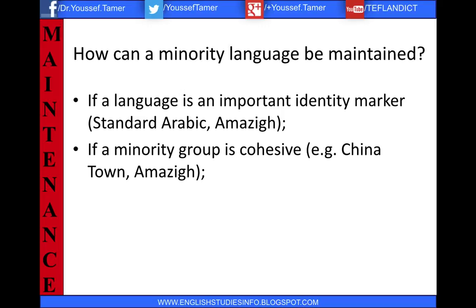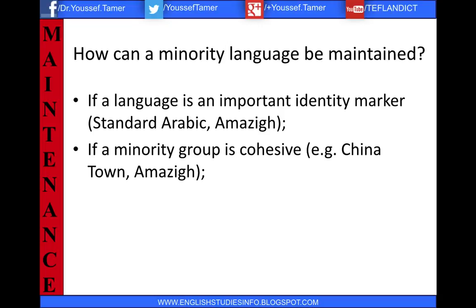If a minority group is cohesive, that is another reason that can lead to the maintenance of a language rather than the death of the language. Like Chinatown, for example. In Chinatown, the people are cohesive. I have lived with the Chinese in Europe, and they are very much tied together. They help each other and so on. So via this, they are very cohesive. They kept their language.